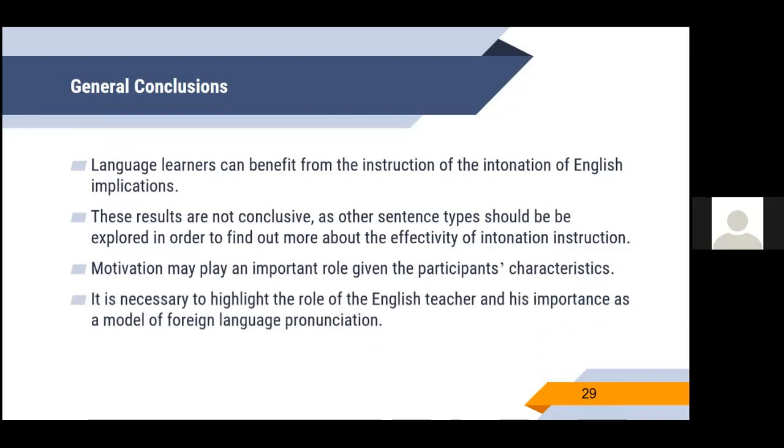And finally, it is necessary to highlight the role of the English teacher and his importance as a model of foreign language pronunciation. This is pretty connected to the standards. And it is also important because pronunciation is generally neglected. Teacher educators can see that in practicum students when they have to check lesson plans. Generally, it's very rare to find somebody who plans a pronunciation lesson.